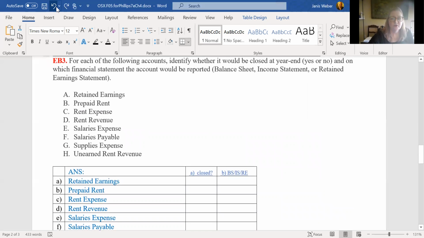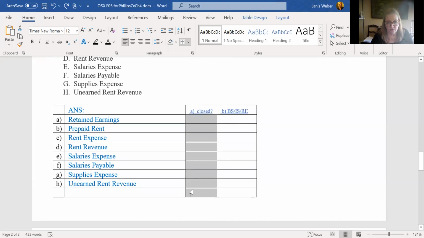Now, the next one says for each of the following accounts, identify whether it would be closed at year end with a yes or no, and which financial statements the account would be reported on, either the balance sheet, income statement, or retained earnings statement. Retained earnings, will it be closed? I'm just going to go ahead and highlight these and we'll talk through it then.